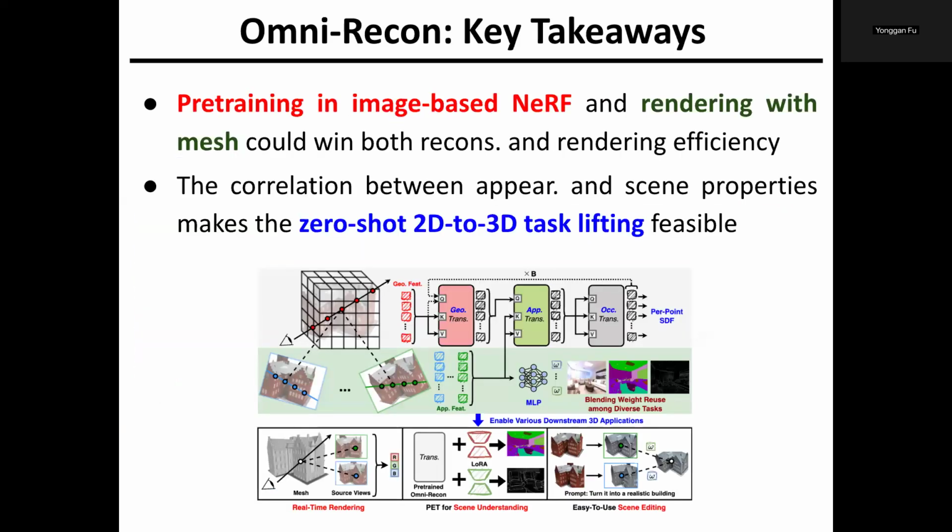In summary, the key takeaways of this work are twofold. First, pre-training in image-based NeRF and rendering with mesh could win both reconstruction and rendering efficiency. Second, the correlation between appearance and scene properties makes the zero-shot 2D to 3D task lifting feasible. We hope these two simple but useful insights could shed light on the design of future 3D reconstruction pipelines.